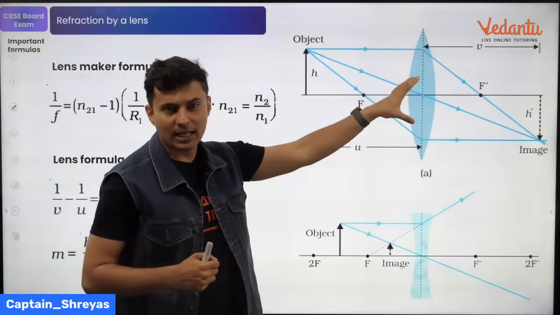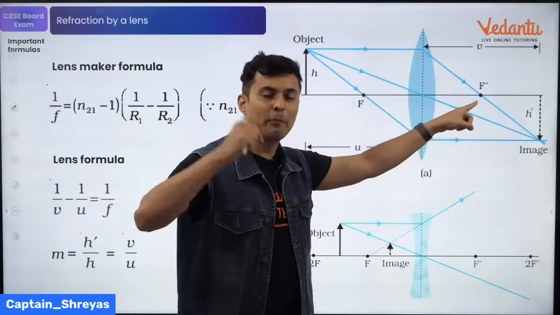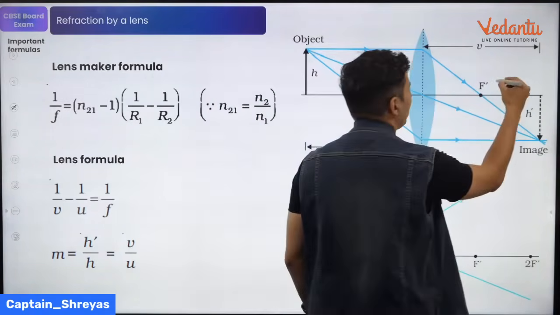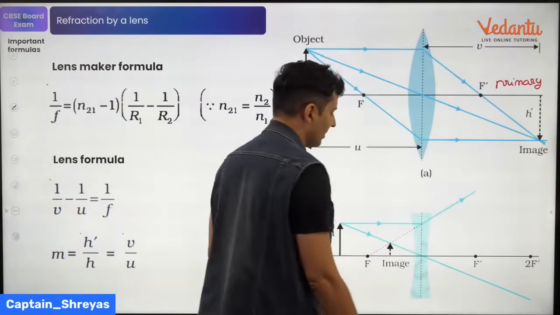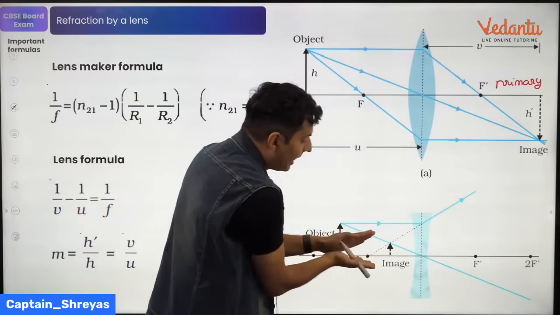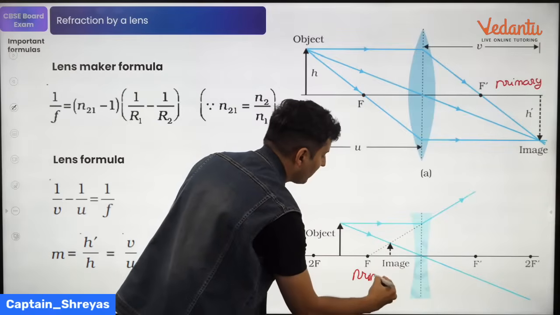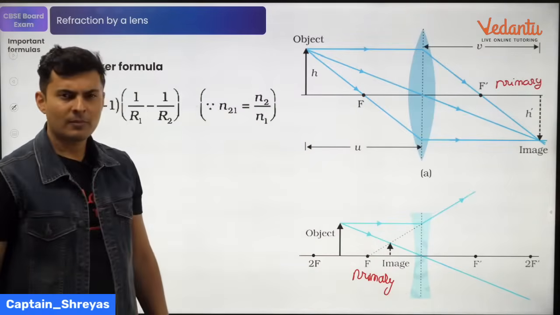If the rays come like this, they meet here, that is called the primary focus. This is your primary focus. Understood? The rays actually will meet here. If the rays go like that, they diverge from this point. So this becomes your primary focus of the concave lens.